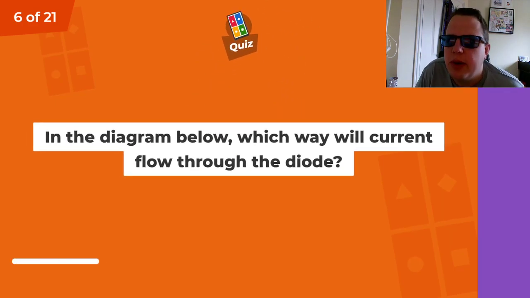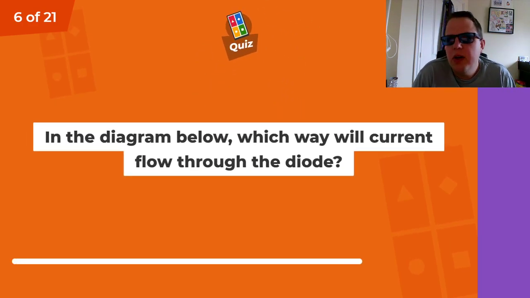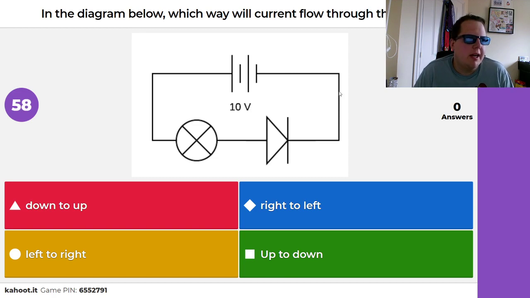Right, question 6 of 21. In the diagram below, which way will the current flow through the diode? Here's our diode. Which way will the current flow through it?